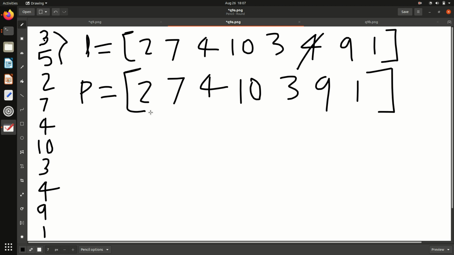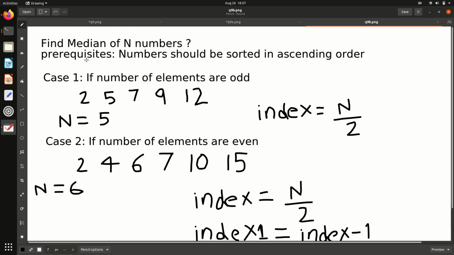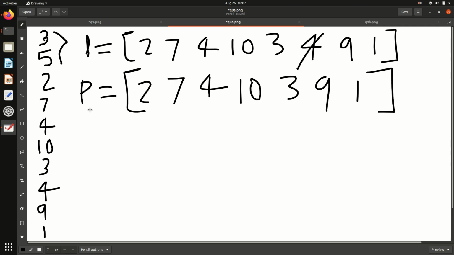Okay, now how will we find the median of all the points? First things first, I have made this diagram. To find the median of n numbers, the prerequisite is that the numbers should be sorted in ascending order. So this is the first thing we have to do. It should be sorted, so the same thing we have done. Now we have converted it into a set, so all values are unique, but again we will convert it back into a list.